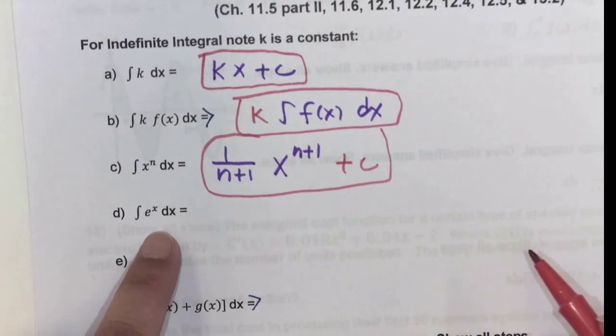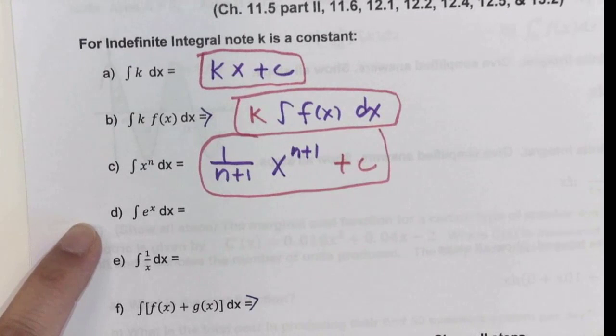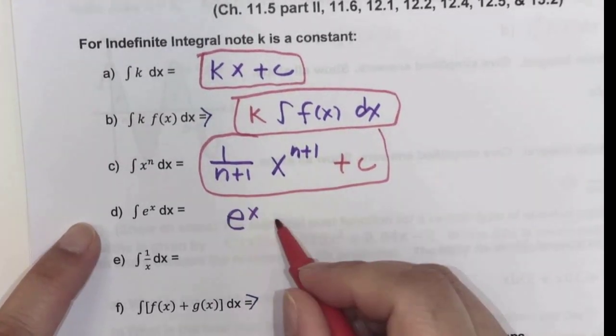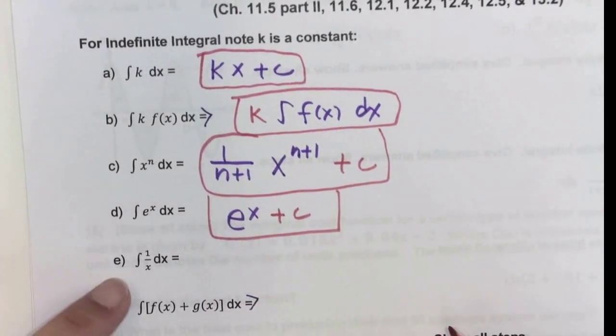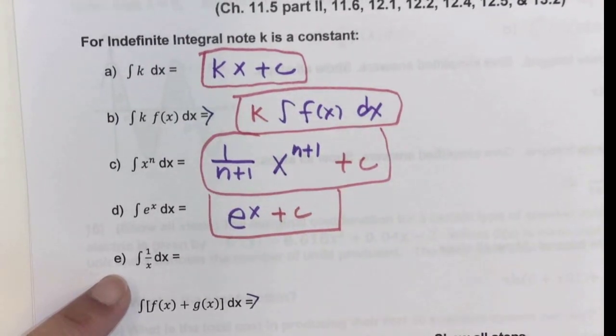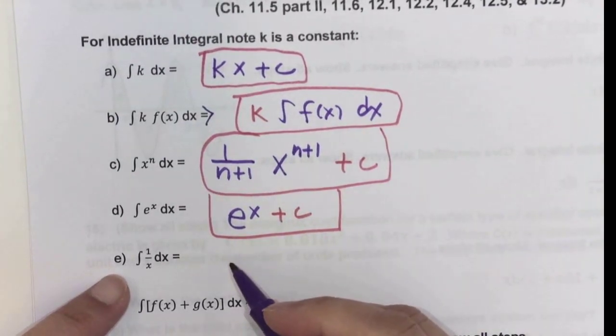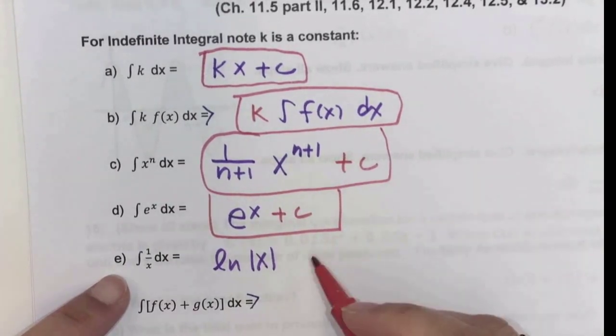Okay, how about e to the x? When you take the integral or derivative of e to the x, it will equal e to the x. See? So please review this. And 1 over x will turn into ln of x, absolute value, adding c.